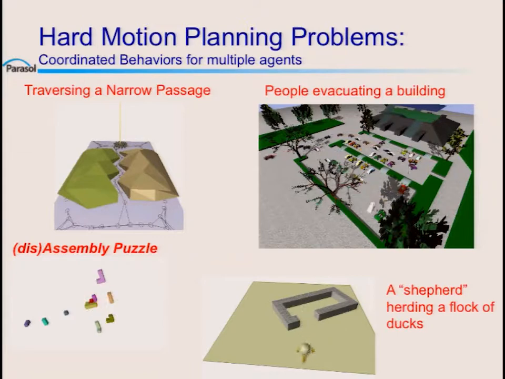Frequently, that's one example where we solve essentially the reverse problem. So you start with everything together and you plan to separate them, and you could reverse that to come up with an assembly sequence.